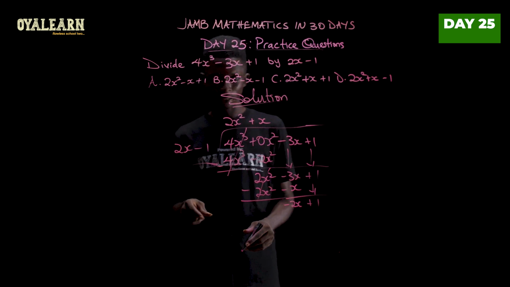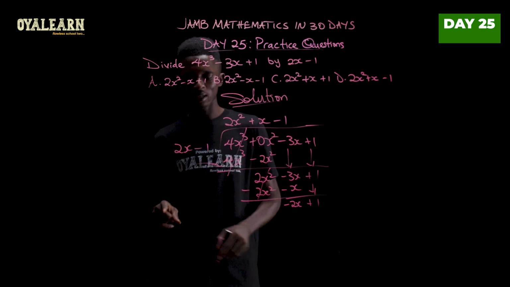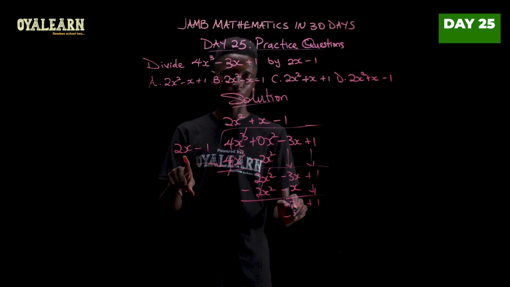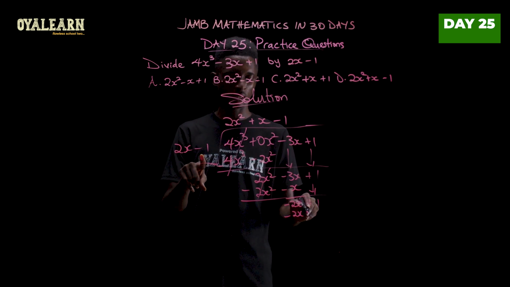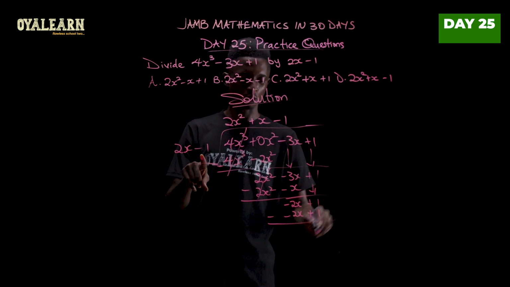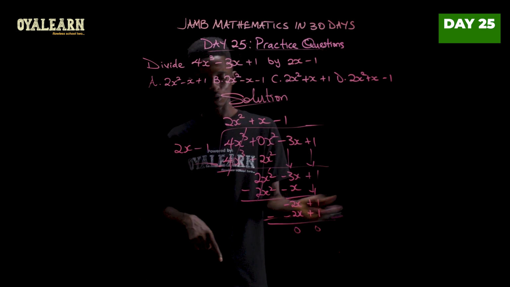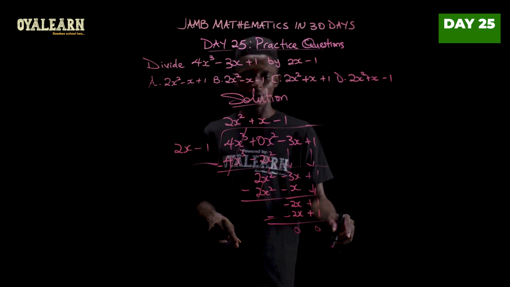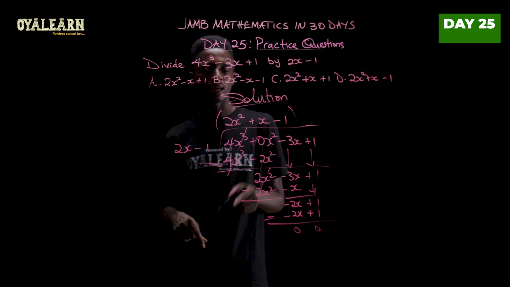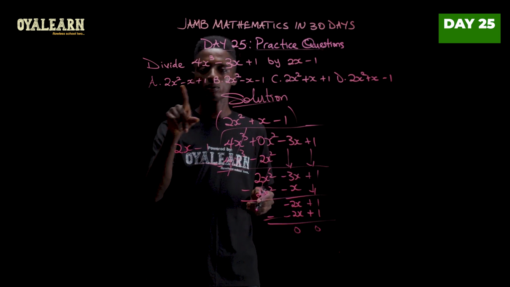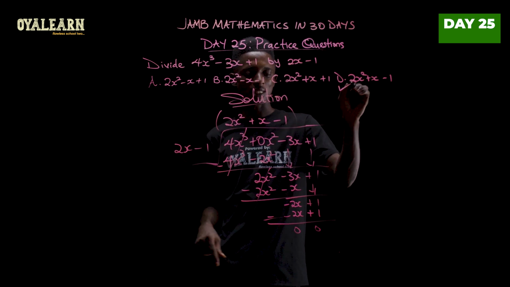So what can go again? That will be minus 1. Minus 1 times 2x will give you minus 2x. And minus 1 times minus 1 will give you plus 1. And when we subtract at this point, this is 0, and this will also be 0. So we are done. There's no remainder at this point. So our answer is 2x squared plus x minus 1. So that is D.